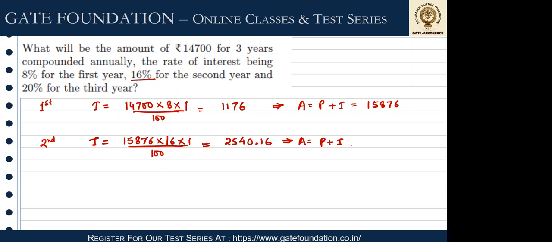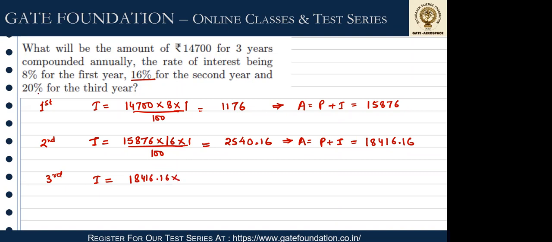एंड अमाउंट विल बिकम प्रिंसिपल प्लस इंटरेस्ट. तो इससे पहले जो प्रिंसिपल था दैट इज 15876. एंड इसमें अगर मैं ये इंटरेस्ट ऐड करता हूँ, सो इट विल बिकम 18416.16. right? And now for the third year and the final year, my interest will equal to principal. अब जो updated amount है that will become my principal.